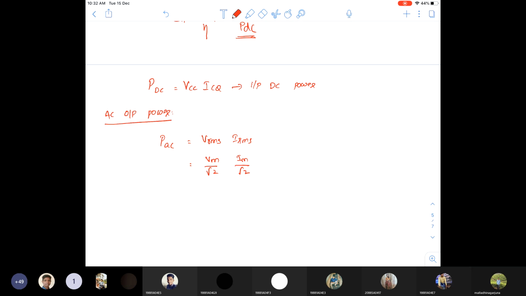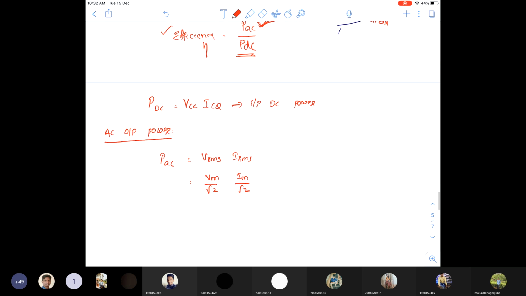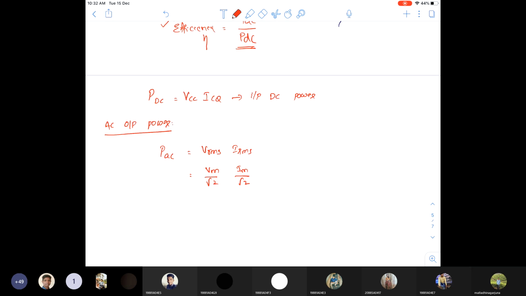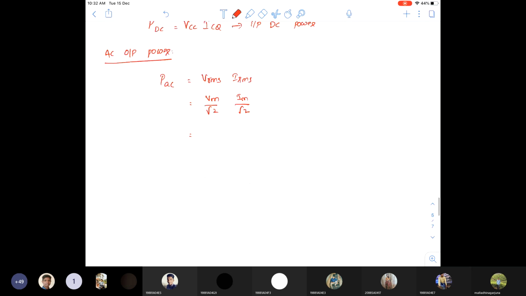What is the RMS value of the full wave rectifier? RMS value of the full wave rectifier is VM by root 2, IM by root 2, whereas for the half wave rectifier it is VM by 2, IM by 2. So anyway, it is conducting for 360 degrees conduction angle. So VM by root 2, IM by root 2, so that is equal to VM IM by 2. This is PAC. Okay, this is one way. This is equation number 1. This is one PAC definition.